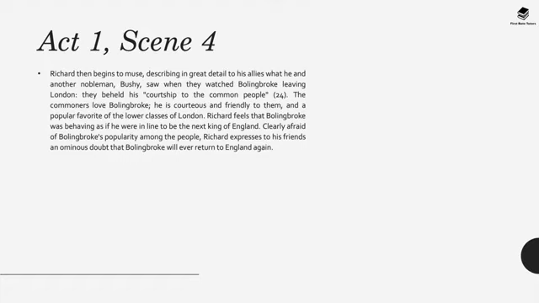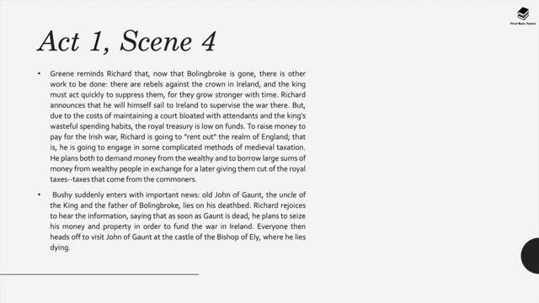Clearly afraid of Bolingbroke's popularity among the people, Richard expresses to his friends an ominous doubt that Bolingbroke will ever return to England again. Green reminds Richard that now that Bolingbroke is gone, there is other work to be done. There are rebels against the crown in Ireland, and the king must act quickly to suppress them, for they grow stronger with time. Richard announces that he will himself sail to Ireland to supervise the war there.